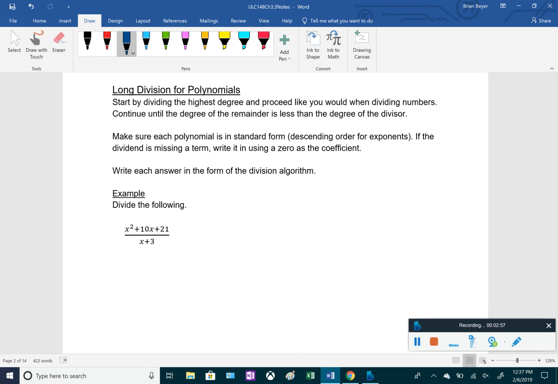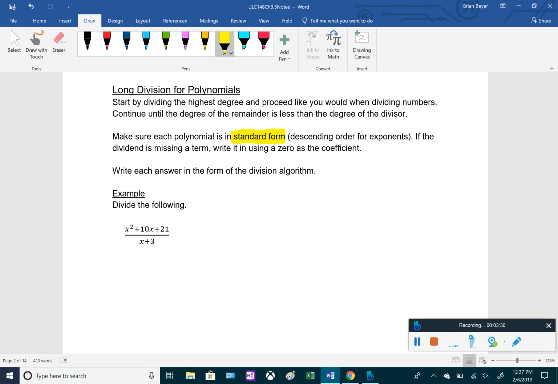We're going to continue doing this until the degree of the remainder is less than the degree of the divisor. We have to make sure that the polynomials are in standard form, so make sure both of them are in standard form when you're dividing. Something to keep in mind: if the dividend or divisor is missing a term, then write the term in using a 0 as the coefficient. You don't have to do this for long division, but it's going to make it a little bit easier so you don't make any mistakes.